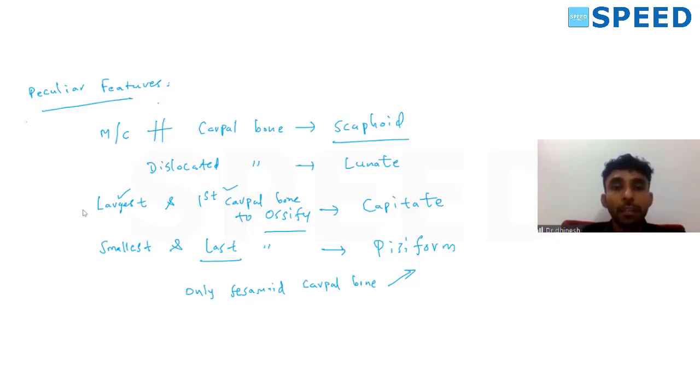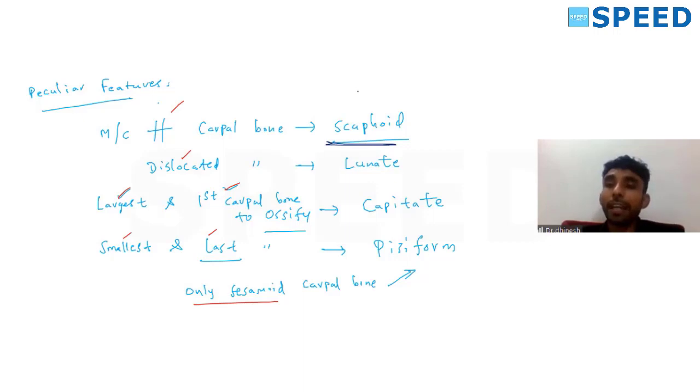Okay. So all these things I want you to remember. Most commonly fractured carpal bone, dislocated carpal bone, largest carpal bone, first carpal bone to ossify, smallest carpal bone and the last carpal bone to ossify, which is the only sesamoid carpal bone. Fine. And some other things we have to remember here. I told you the most commonly fractured carpal bone is scaphoid, isn't it?